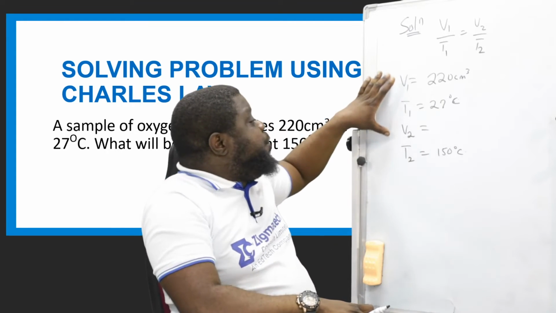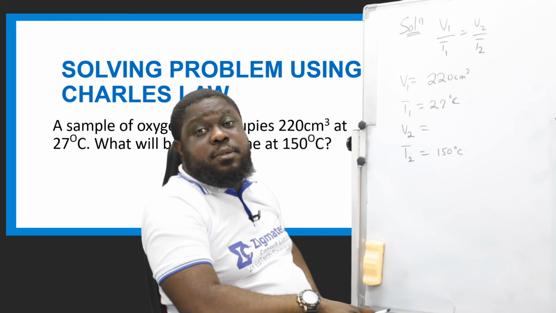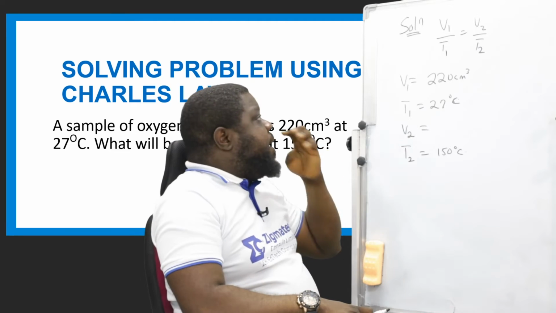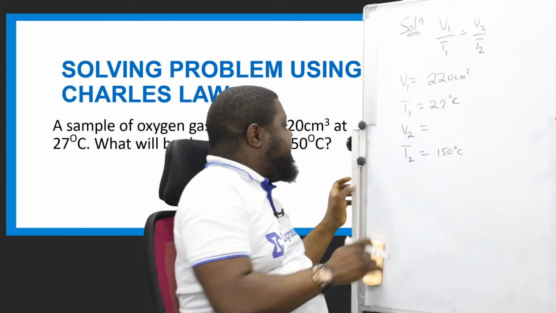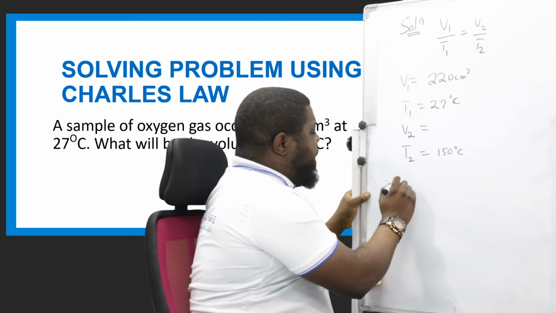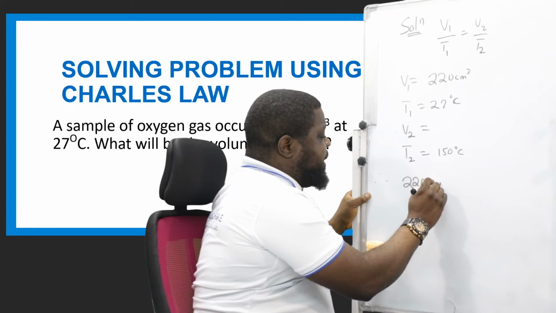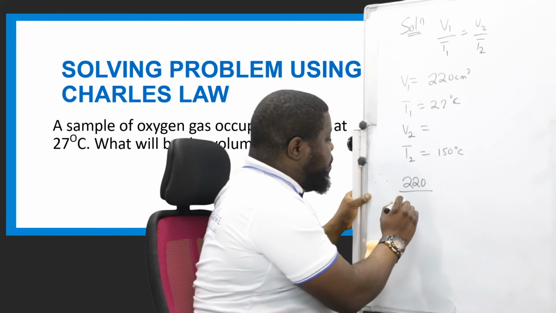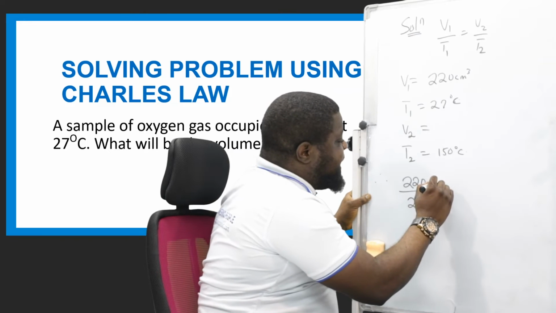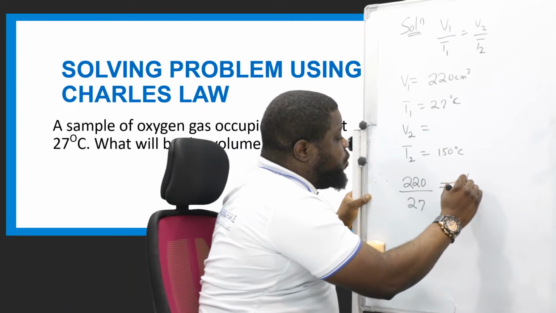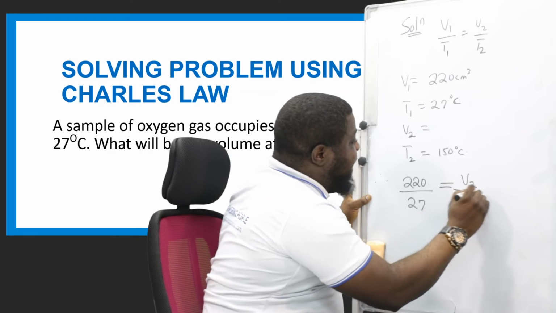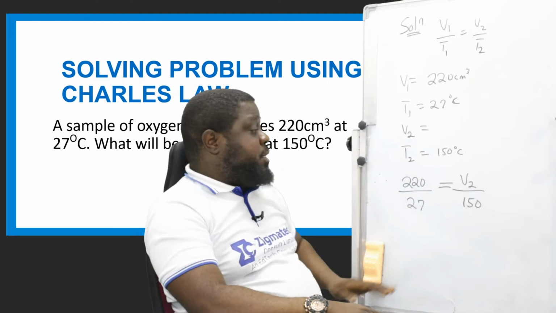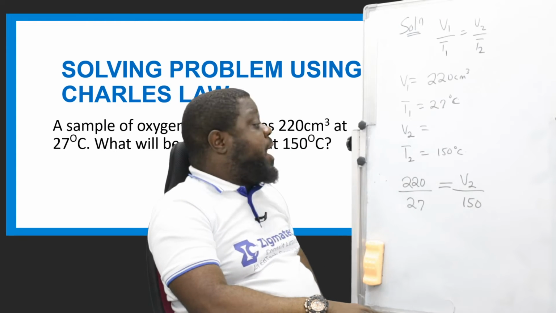So, how do we get our V2 following the formula? V1 divided by T1. Our V1 is 220 centimeter cube, divided by our T1, which is 27. This is equal to V2, which is unknown, divided by 150.